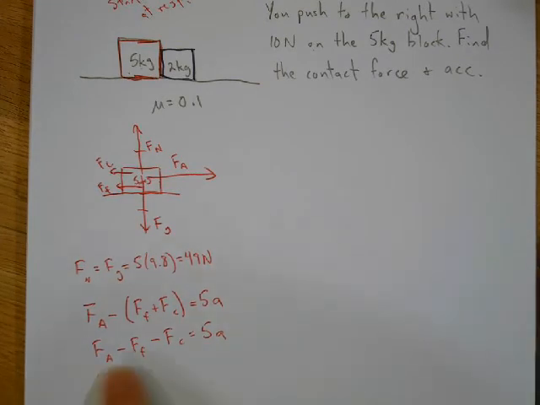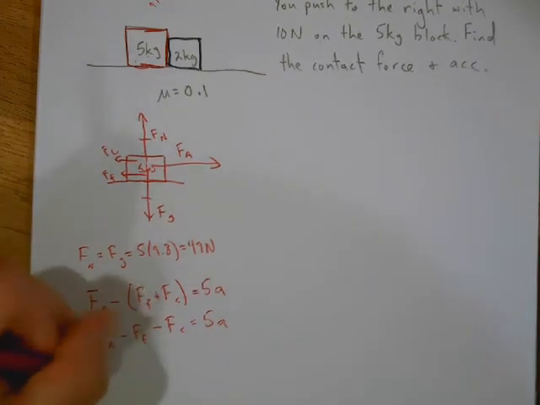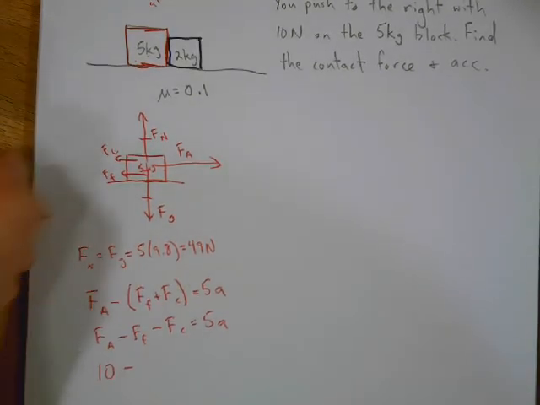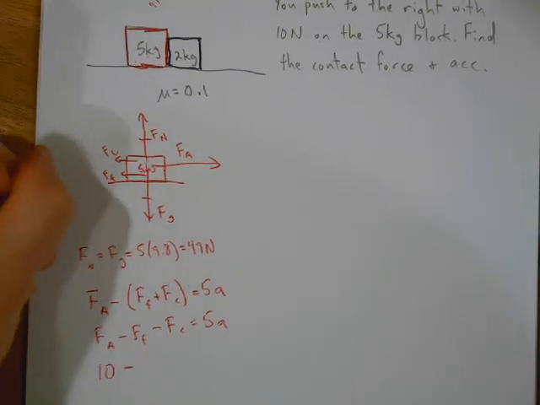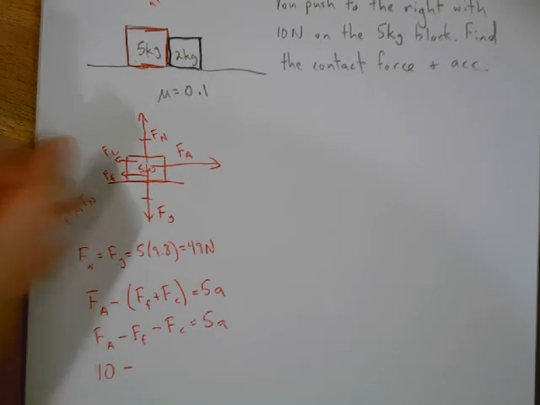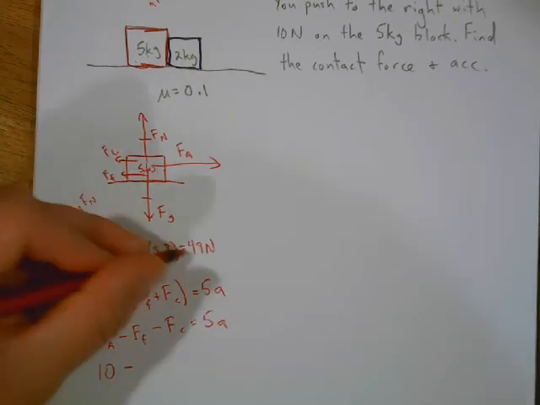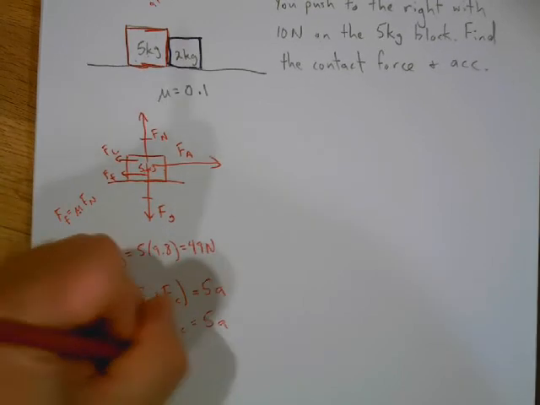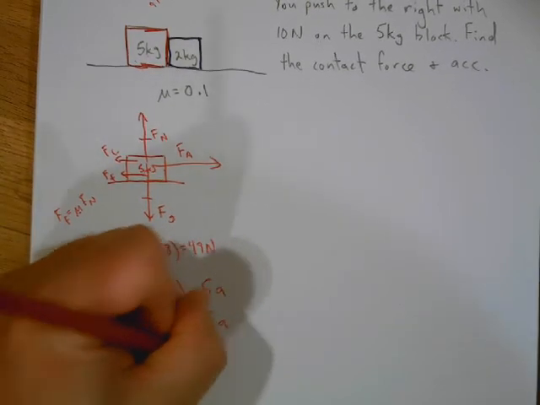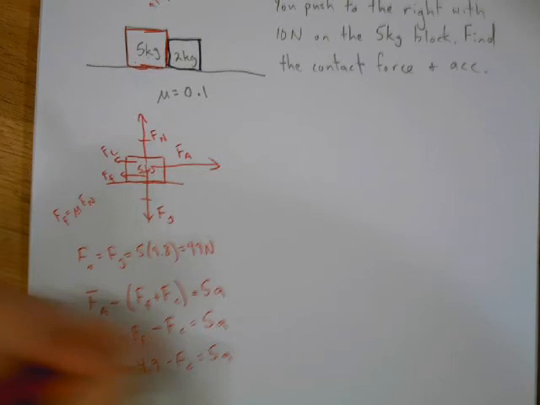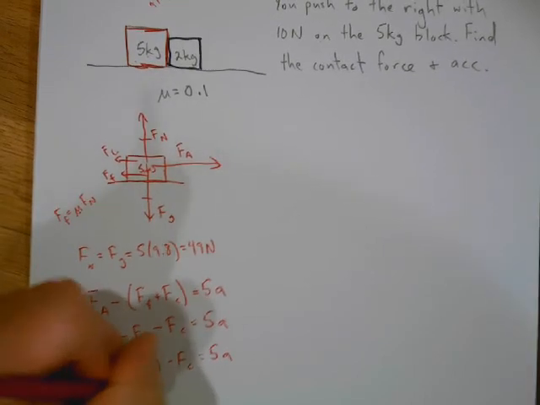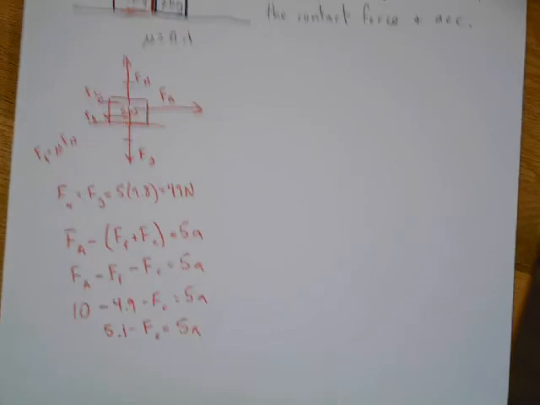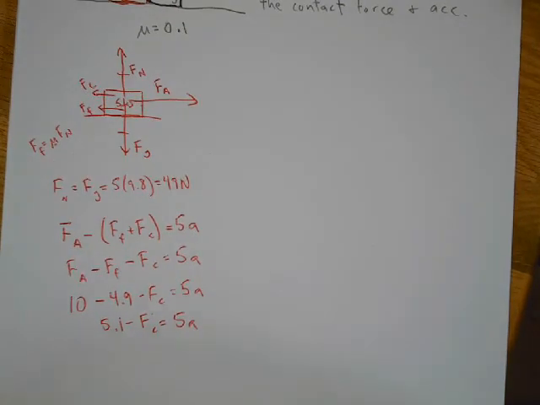So there's our equation for, and actually let's plug in some numbers. So Fa, we said, is 10. The force of friction is going to be mu times the normal force. So mu times Fn. Oh, well, this is 0.1, that's 49, which means this is 4.9. This is going to be Fc, that's what we're looking for, and we don't know A, so I end up with 5.1 minus Fc equals 5 times A. Hey, that's pretty nice. Okay?